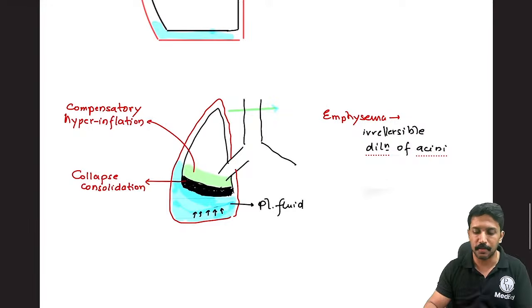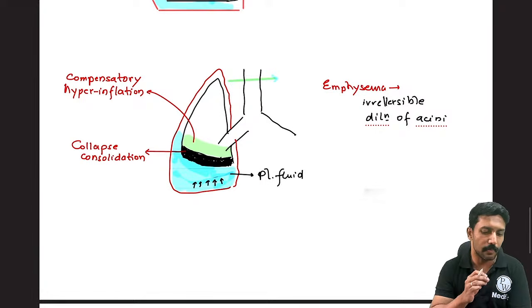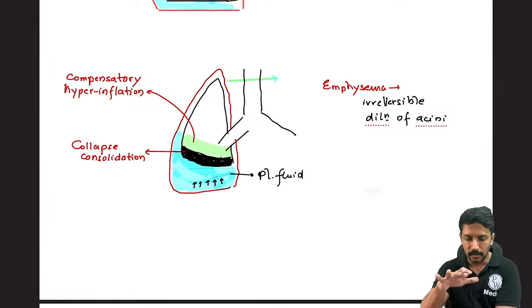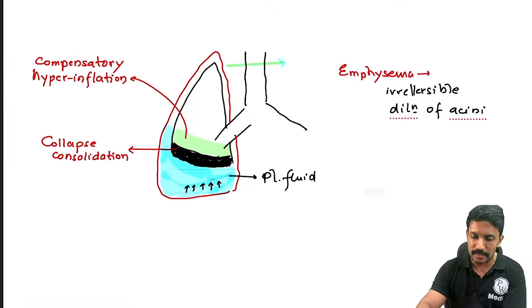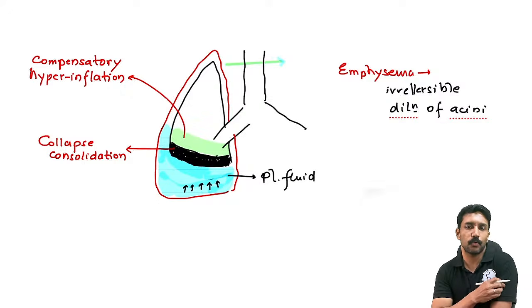Whether the trachea is deviated to the opposite side or not, let me know in the comments. I will anyway explain this. Now, I want to see what examination findings I'm going to get in these patients.